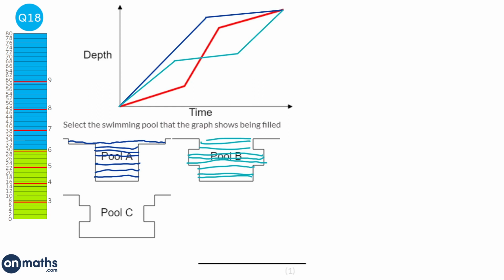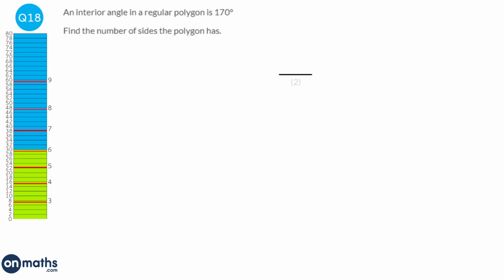Pool C, however, we can see it goes slowly at the start, and then because it's thin it will go quicker, so nice and quickly, and then it will go slowly again. Well, that is a perfect description of the graph that we're given. So the graph we're given is definitely going to be for pool C.